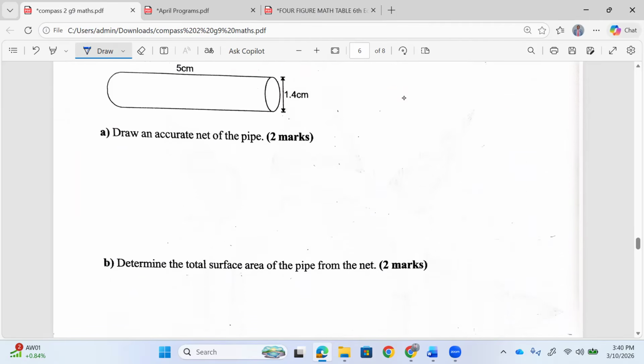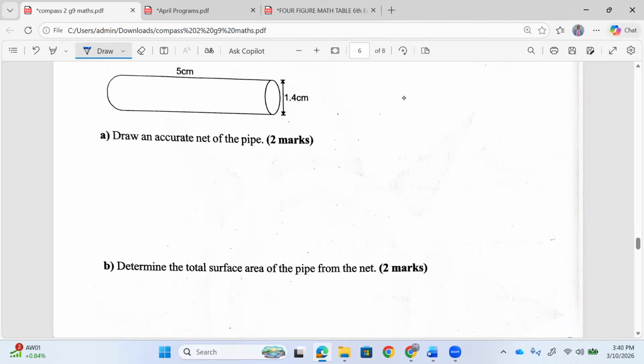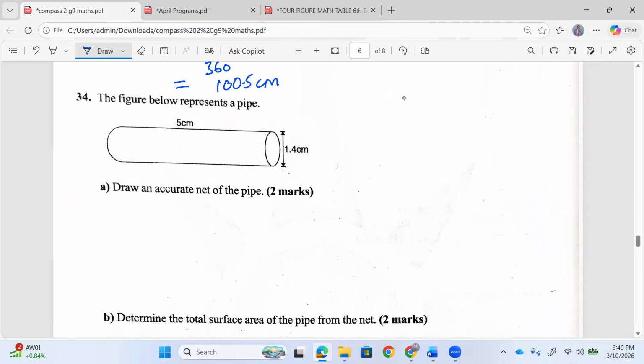That is it. Are we together in number 34 now? Let's check 34. Now, the figure below represents a pipe. It's good for you to know the application of a pipe. A pipe is a cylinder which is open on both ends. They didn't draw the other side there. It's open, not closed at one end.